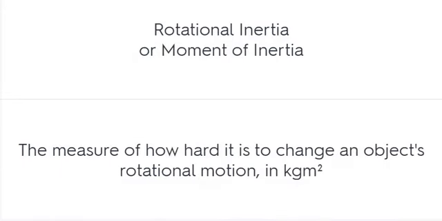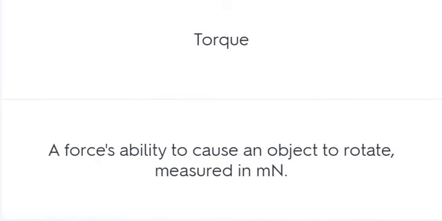Rotational inertia or moment of inertia. The measure of how hard it is to change an object's rotational motion, in kg m². Torque. A force's ability to cause an object to rotate, measured in newton meters.